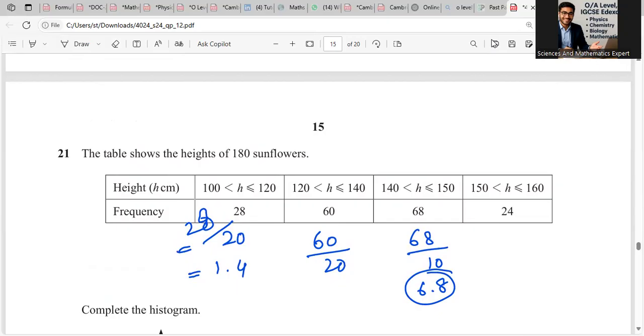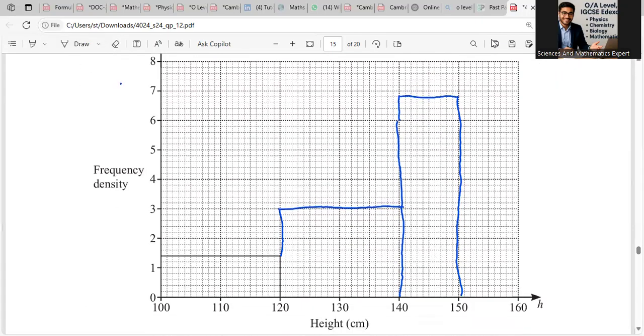In the last, he was saying for 150 to 160, again 10, then it is 24. So I will say here 24 over 10, then it is 2.4. So now I will have to go for 2.4 to complete my histogram, the table over there. So it is 2, 2.1, 2.2, 2.4. Then it will be taken like in this format, and this histogram is done for us.